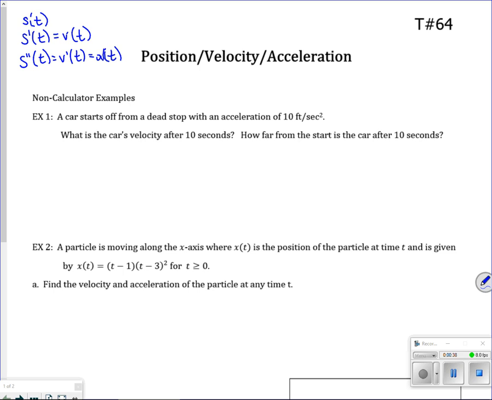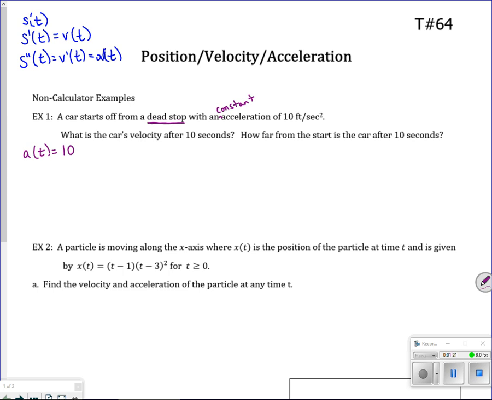And so in the problems that we've done before, we're always taking the derivative. Well, now that we know integration, we can go back the other way. In other words, let's look: if a car starts off from a dead stop, that's important, with a constant acceleration of 10 feet per second squared, that means that a of t is equal to 10.